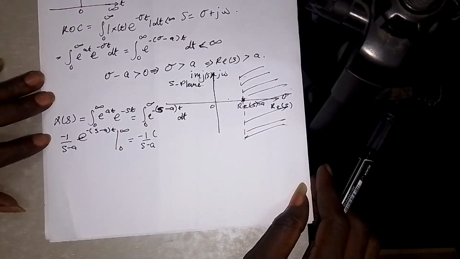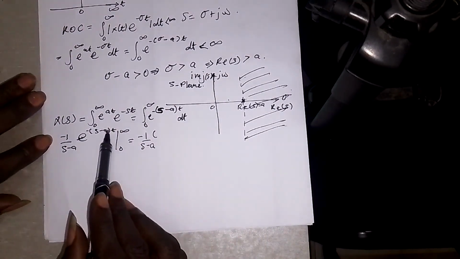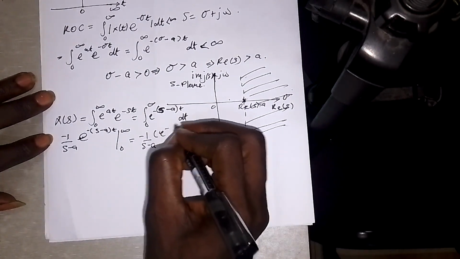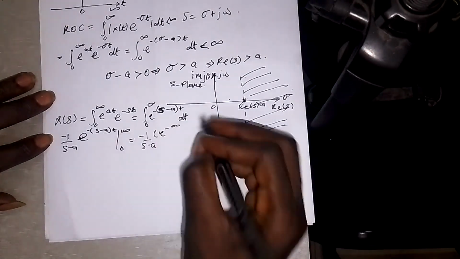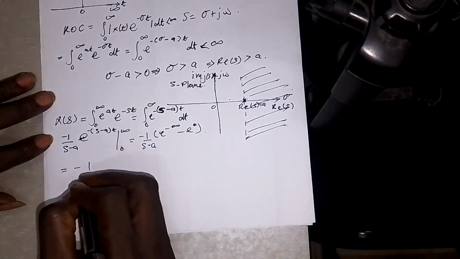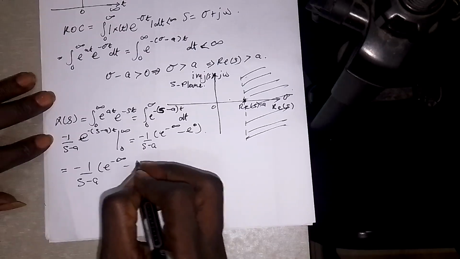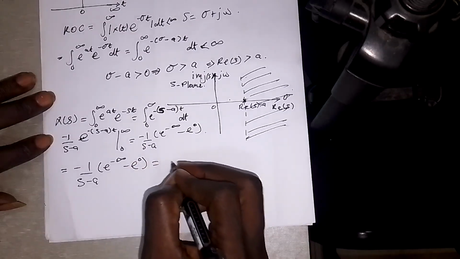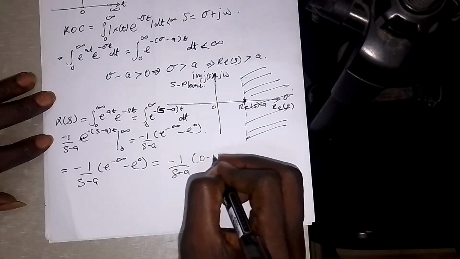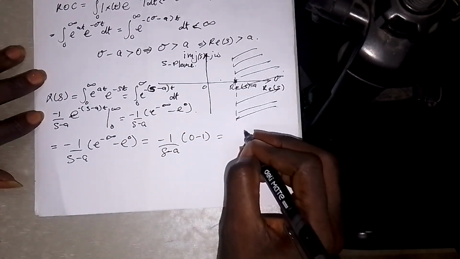So that means that this place is positive, unlike the previous one we solved, whereby this place was negative. In this case, this place is positive. So I will have e to the power of minus infinity, and then I'll bring 0, so e to the power of 0. If I do that, I'm going to have minus 1 over s minus a into e to the power of minus infinity minus e to the power of 0, which is equal to minus 1 over s minus a into 0 minus 1, which is going to be equal to 1 over s minus a.